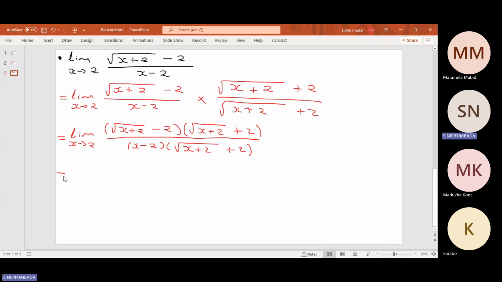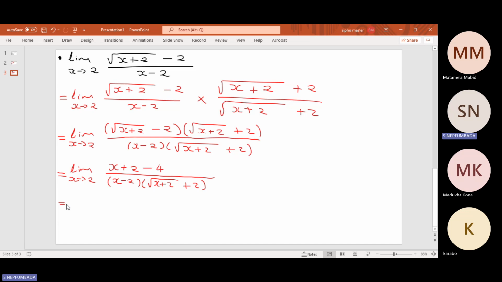Then on the numerator, we can see that we are multiplying something that is called a difference between two squares. And when we are multiplying a difference between two squares, we just remove the brackets in this form. We say the first one times the first one, and we know that if something inside the brackets is the same multiplying each other, the solution is just the one that is inside, and minus 2 times 2, which is minus 4, then divided by x minus 2 and the square root of x plus 2 plus 2.